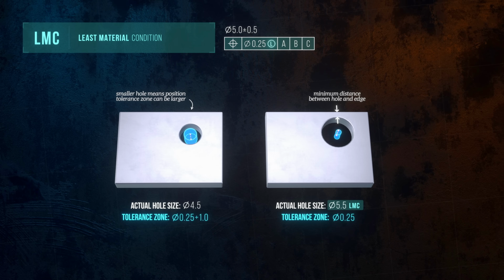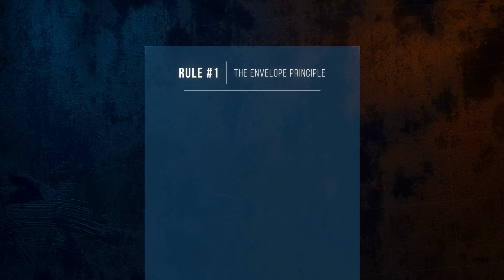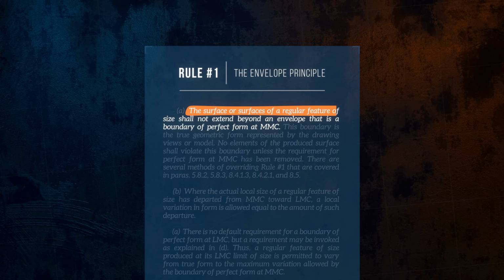Material modifiers aren't the only way that the form of a feature can be affected by its size. A key concept that appears in the ASME standard is the envelope principle, which is also referred to as GD&T Rule number 1. It states that the surface or surfaces of a regular feature of size shall not extend beyond an envelope that is a boundary of perfect form at MMC. Let's look at an example to see what this means.